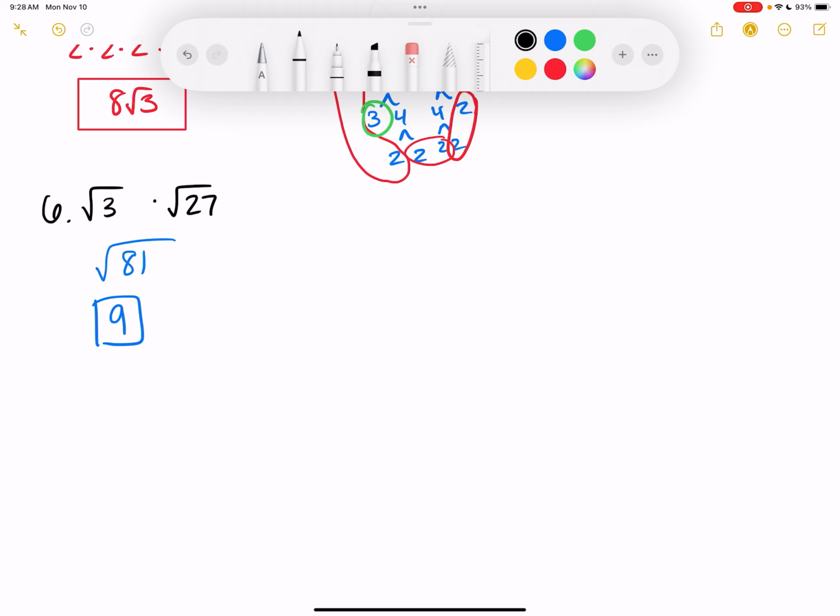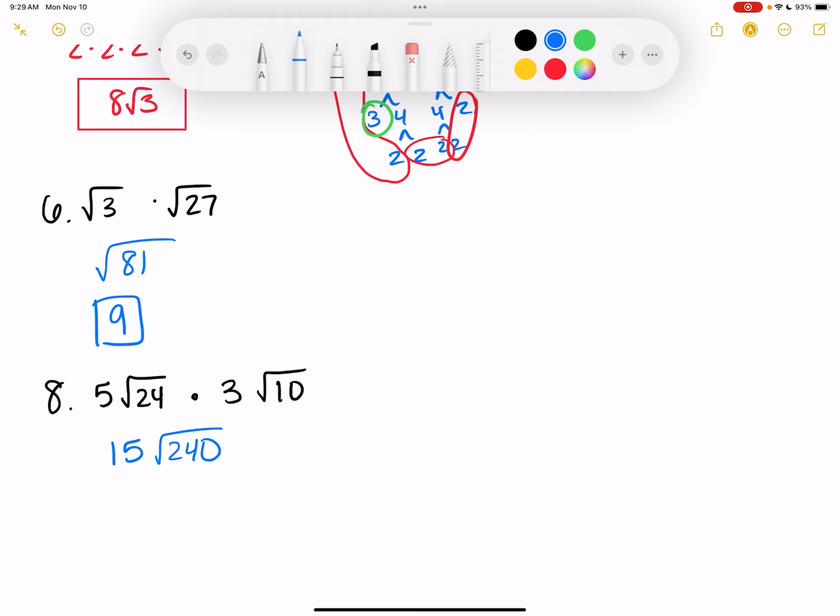Number 8. 5 times the square root of 24 times 3 times the square root of 10. So on the last one, it was just 2 square roots multiplied by each other and I multiplied what's inside. On this one, I'm going to multiply the stuff that's outside and the stuff that's inside. 15 and 240. So 15 times the square root of 240.